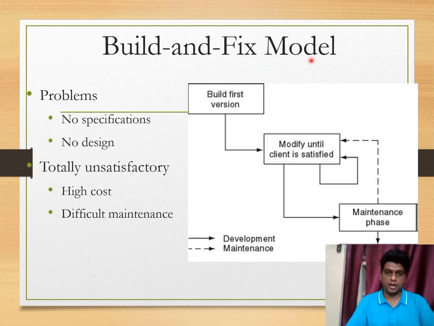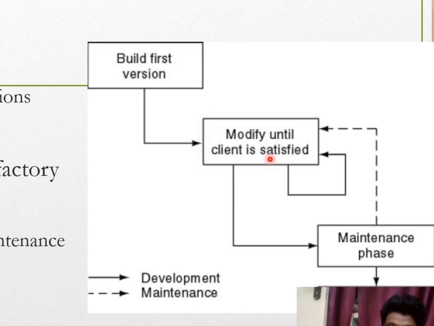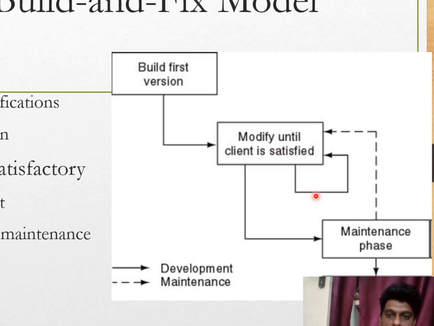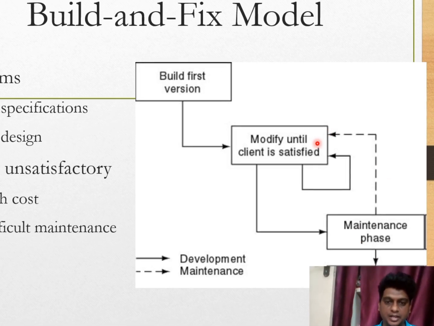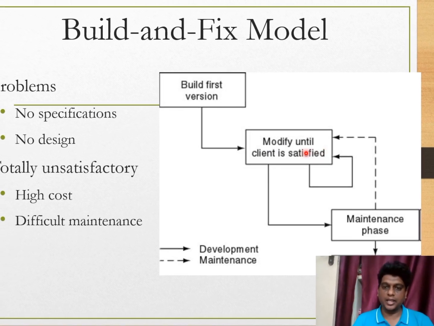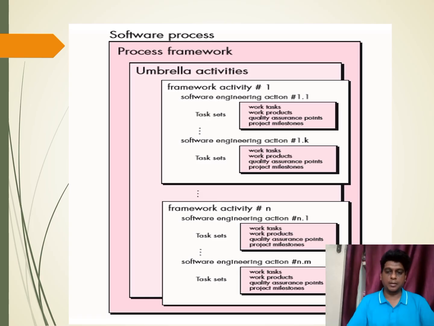This is the build and fix model. No particular specification here, and there is no design model here. First, we build one version, and then we check whether it is satisfied by the client. If so, it is okay; otherwise we again have to modify that software based on the customer needs. So it is a totally unsatisfactory method because of the high cost and very difficult maintenance phase. This is a best example of a process framework, which we call an umbrella activity.